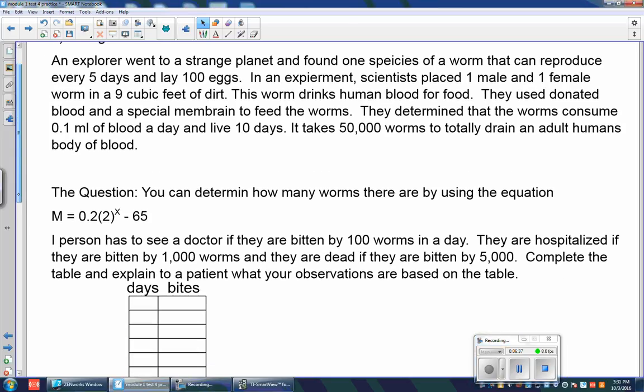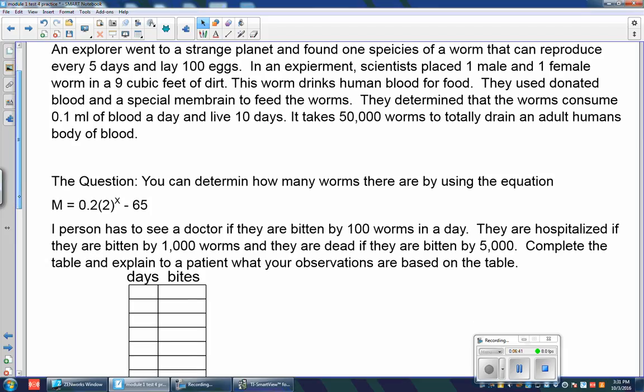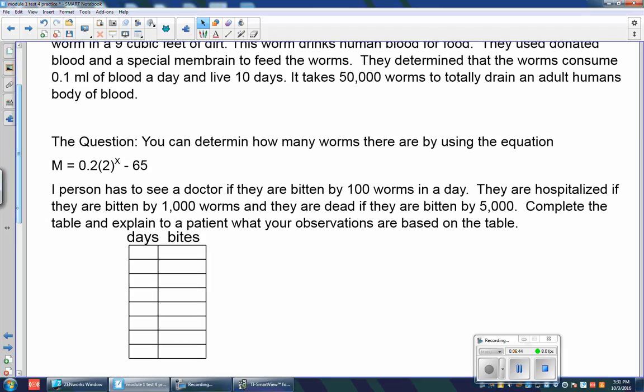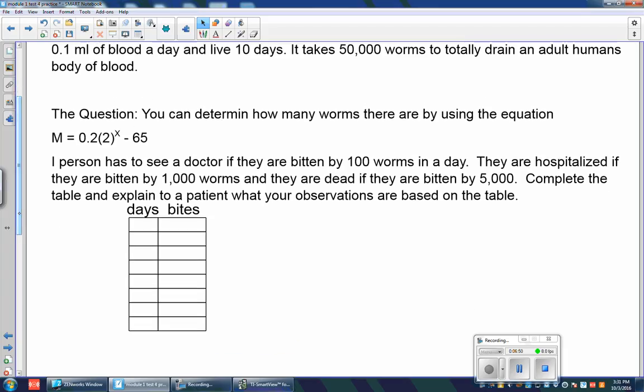The question: you can determine how many worms there are by using the equation m equals 200 times 2 raised to the x minus 65. A person has to see a doctor if they're bitten by 100 worms in a day. They're hospitalized if they're bitten by 1,000 worms. They're dead if they're bitten by 5,000 worms. Complete the table and explain to a patient your observation based on the table, days, and bites.